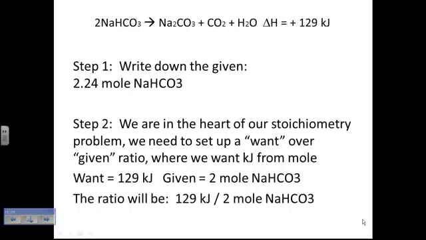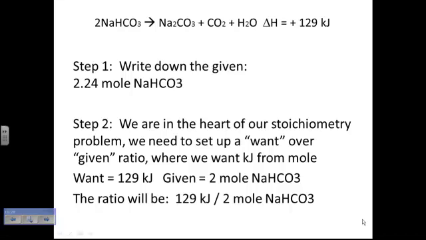Remember the want, go up to the balanced equation. The want is kJ. From the recipe, it's 129. Positive to remind us it's endo. Given is the number in front of our reactant, the 2 moles of baking soda, NaHCO3. The want over given ratio comes from the balanced equation, as it always has. 129 kJ of heat per 2 moles of baking soda, NaHCO3.